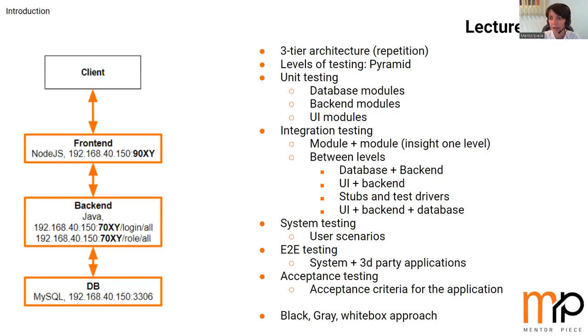And then we will step by step consider every layer of this pyramid, every level of testing that is included in this pyramid. We will start with unit testing, and we will see how database modules unit testing, backend modules, and UI modules unit testing look like. Then we will take a glance at integration testing, module plus module inside one level, between levels. And of course, we will refer to our application, that small one from this picture with the front end, back end, and database that you probably already touched a bit before, to have this idea in mind.